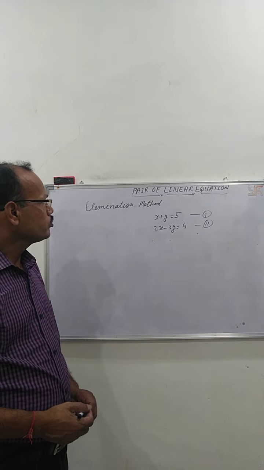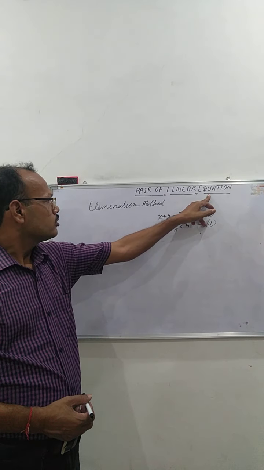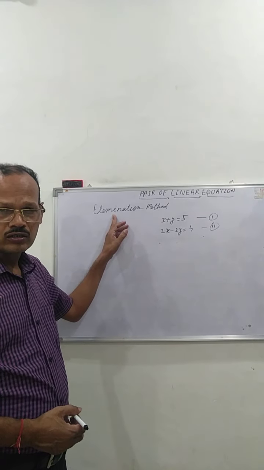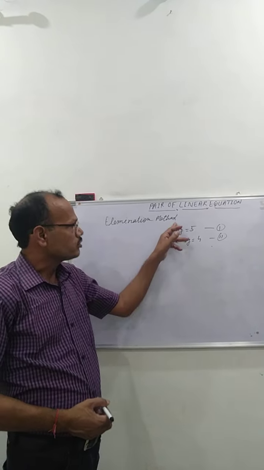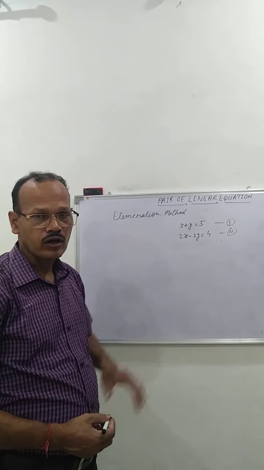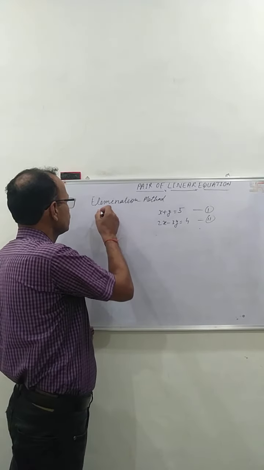Today we again continue the topic pair of linear equations in two variables. In the previous class, we discussed the substitution method, but today we describe the elimination method. By the elimination method, how can we find out the value of x and y? I have taken an example to describe it.